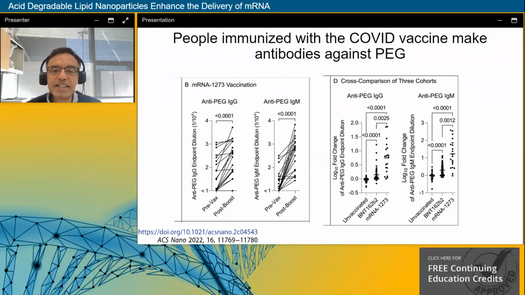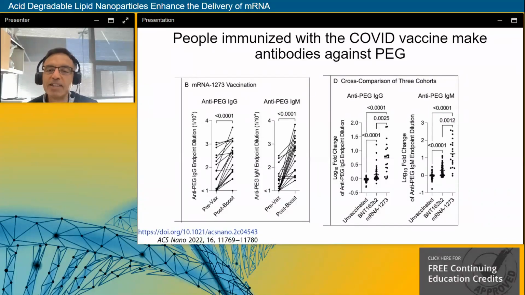And so this has actually now been measured. And that's what I'm showing you on this slide here. So the y-axis is the amount of anti-PEG IgG in patients that have gotten the Pfizer and Moderna vaccine. And if you look at D, that's probably the most understandable figure. That's the log change in IgG in patients who received the Pfizer vaccine, which is the BNT, or the Moderna vaccine, that's the mRNA-1273. And they're being compared to unvaccinated.